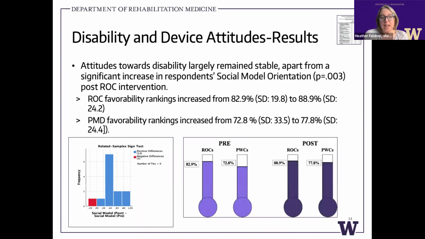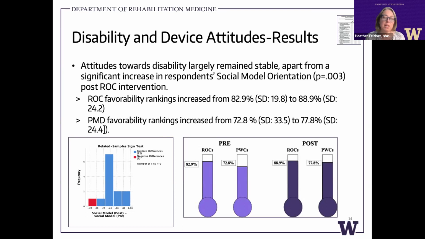What we found was that attitudes towards disability largely remained stable, apart from a significant increase in respondents' social model orientation after the ride-on car intervention. And this was important because we saw a little bit of a change from that more traditional medical model of disability being an individual deficit in need of fixing. We saw ride-on car favorability rankings increase. And we also saw other powered mobility device favorability rankings increase.